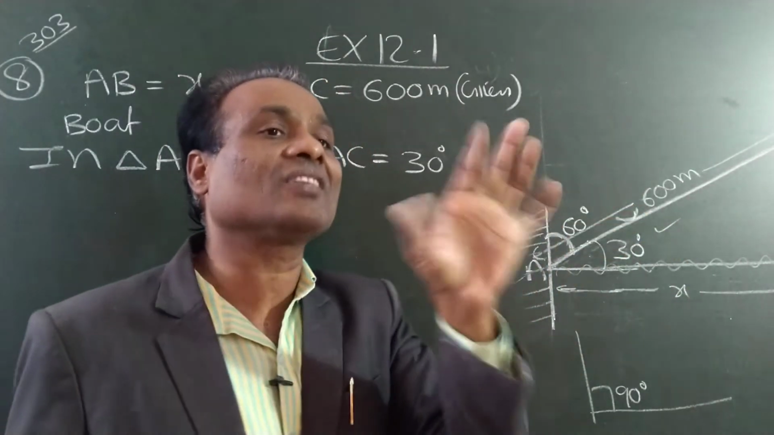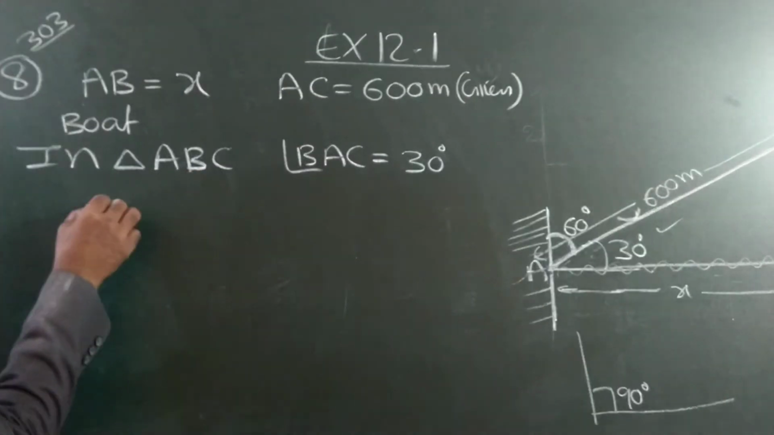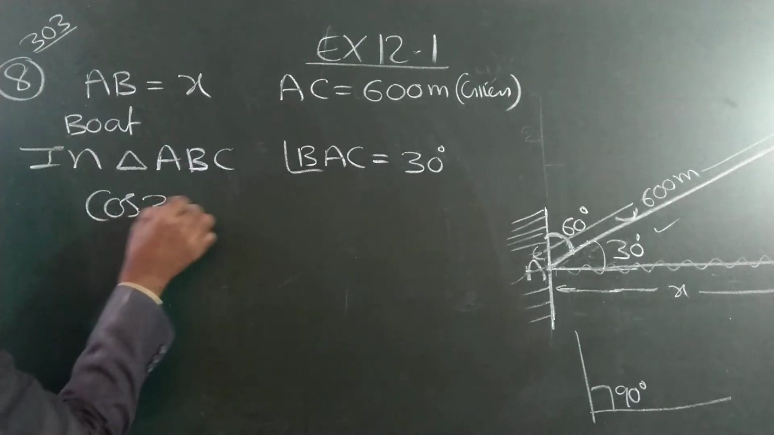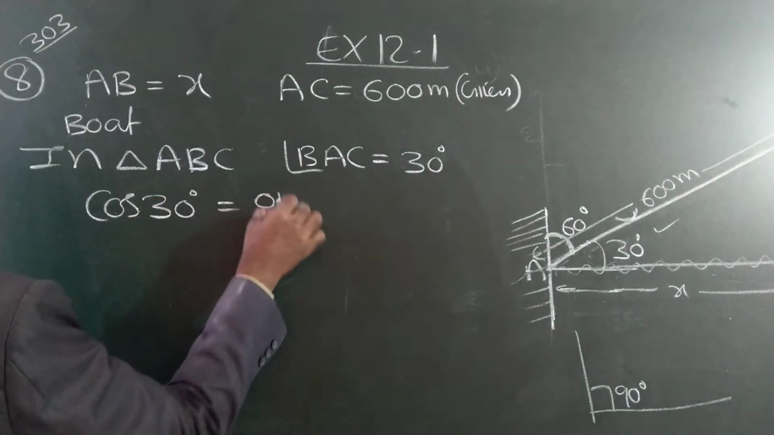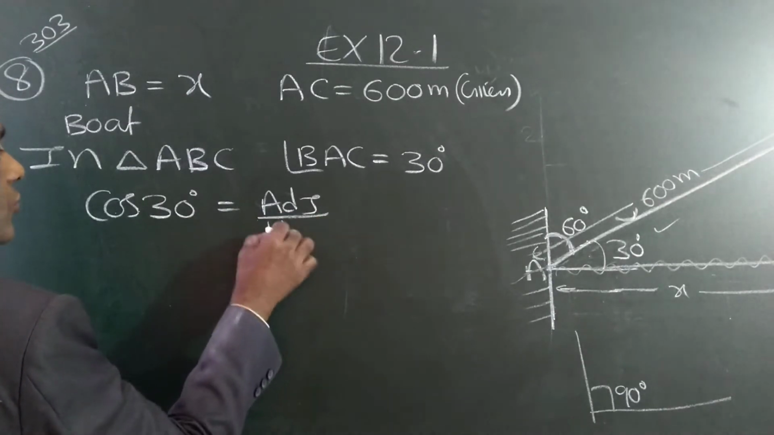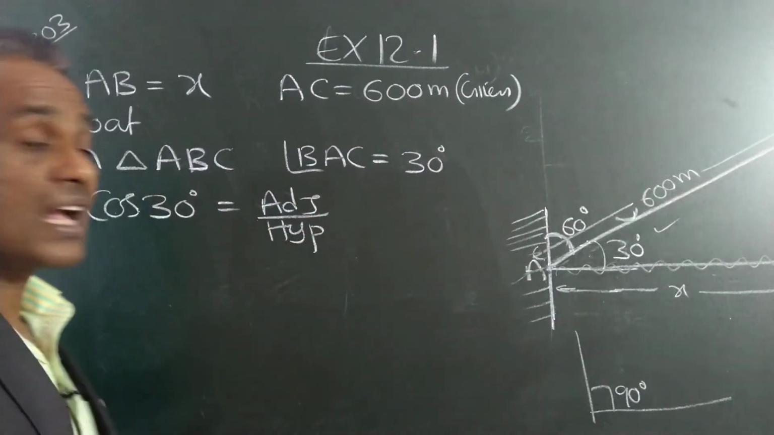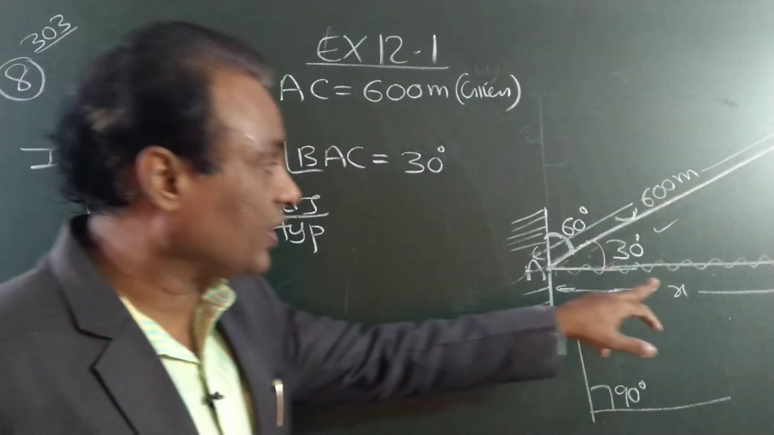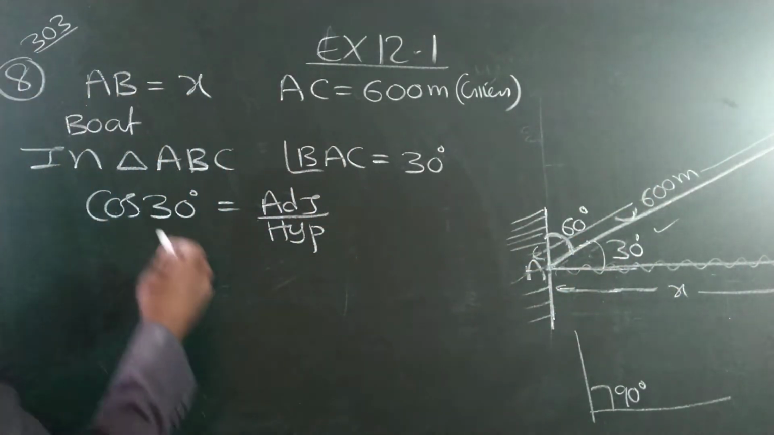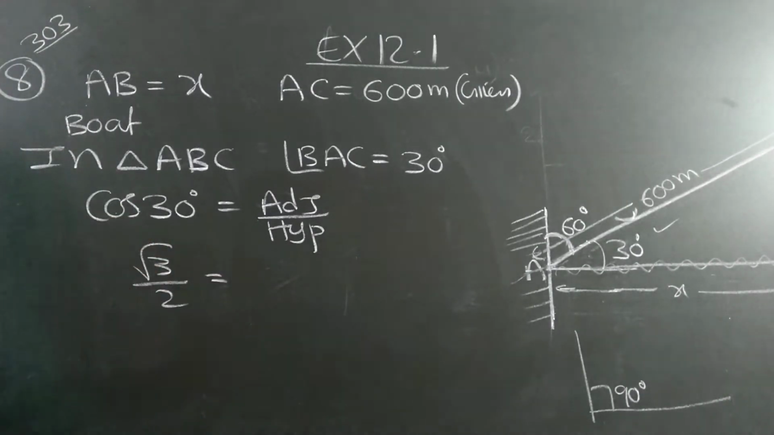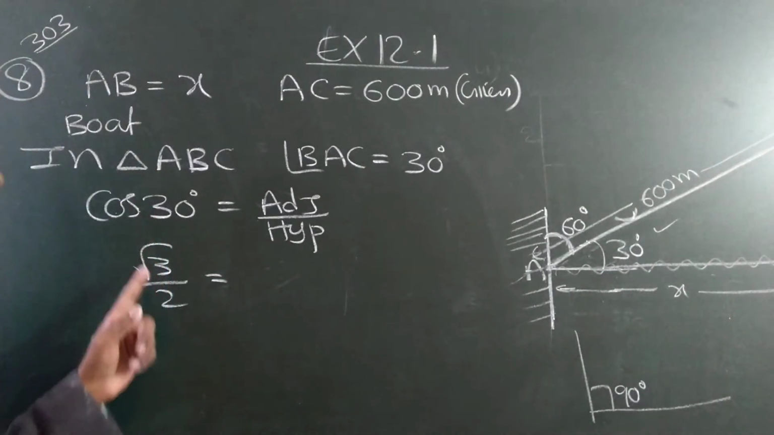Adjacent to hypotenuse is cos theta. See here, theta is 30 degrees. Cos 30 is equal to, by definition, adjacent by hypotenuse. So in this figure, the cos 30 value is root 3 by 2. See the table: cos 30 value is root 3 by 2.